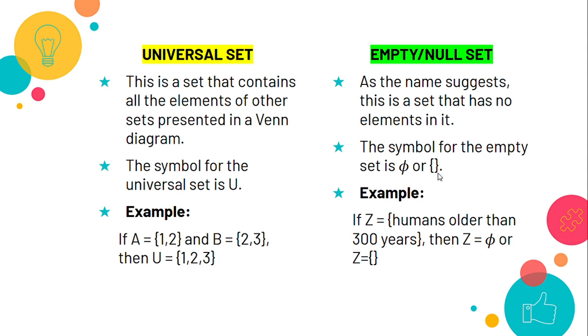So an example could be the set Z, which contains humans older than 300 years. Since there are no humans known to be older than 300 years, then the set Z does not contain any elements. And so you would write Z = φ, or Z = { }, the empty set of curly brackets.